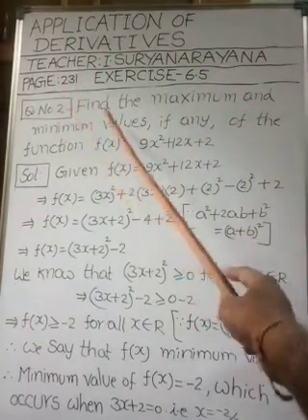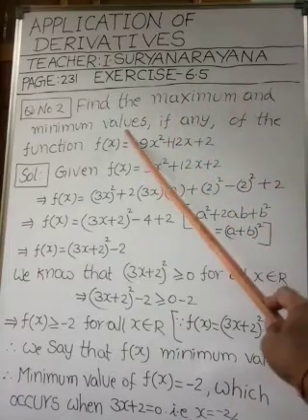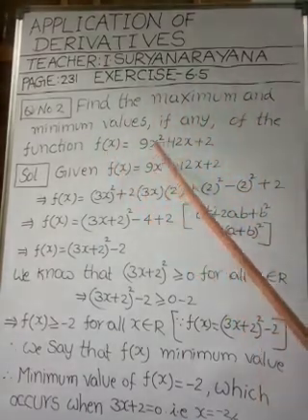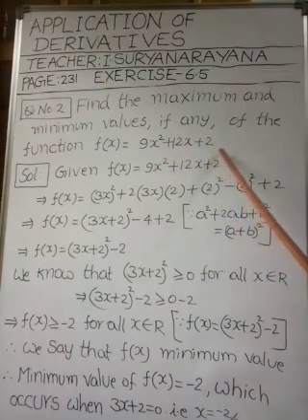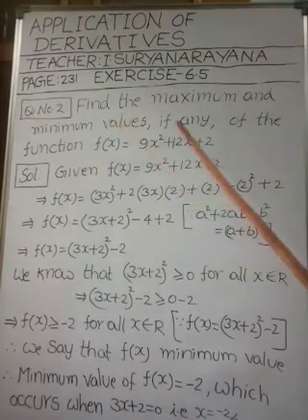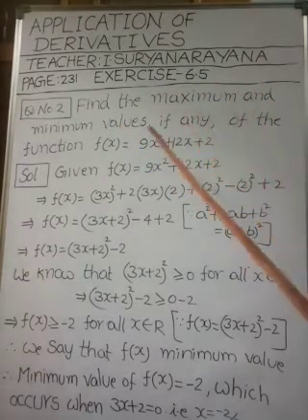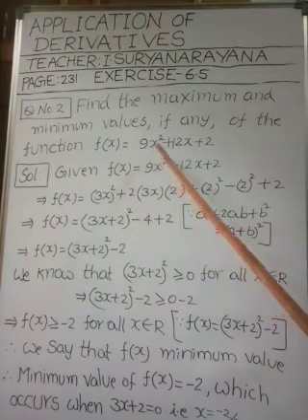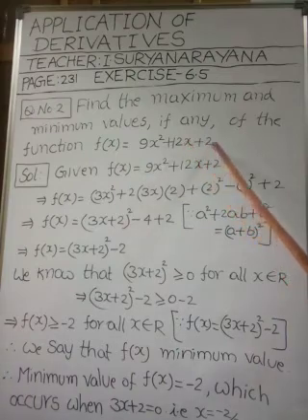Okay, my children? Right. Now come to the question number 2. Question number 2. Find the maximum and minimum values, if any, of the function f of x is equal to 9x square plus 12x plus 2. Understood this question, my dear children? We have to find the maximum and minimum values, if any there exist, of the given function f of x is equal to 9x square plus 12x plus 2.